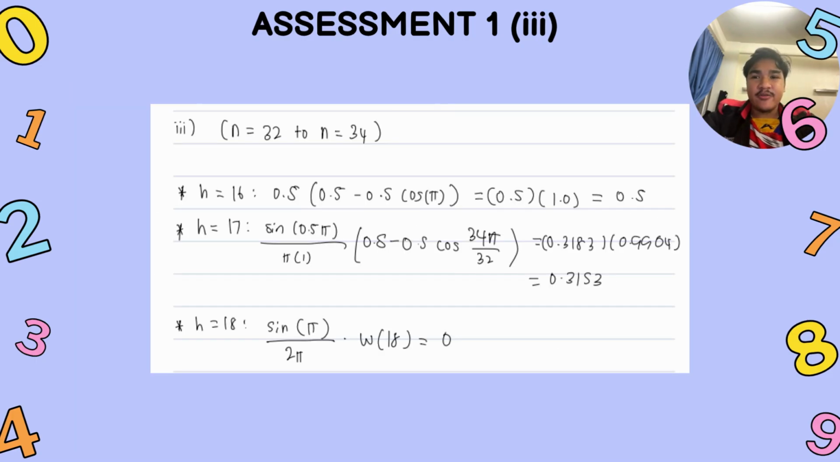For part 3, we calculate the final causal filter coefficient h(n) by multiplying the ideal impulse response by our Hanning window function, w(n). Here, we evaluate localized samples to show the mathematical progression. For instance, at the center symmetry point where n equals 16, the coefficient resolves to exactly 0.5. Moving one step over to n equals 17, the calculation yields approximately 0.3153, while at n equals 18, the calculation drops precisely to 0.